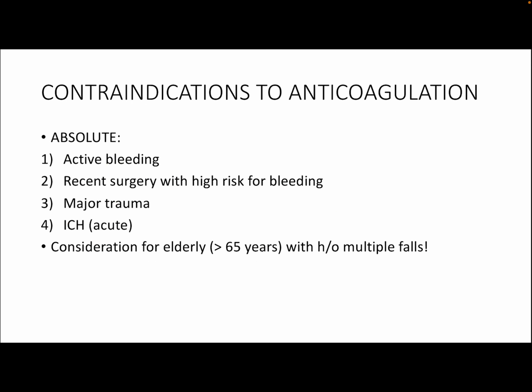Now, coming to a few contraindications to anticoagulation. Absolute contraindications include active bleeding, recent surgery with very high risk of bleeding, any major trauma, or presence of acute intracerebral hemorrhage. Also, while starting anticoagulation, you have to consider the age. Please be careful with elderly patients more than 65 years with a history of multiple falls, because these individuals are at a high risk of falls and the bleeding complications related to that. So you should be quite wise in starting anticoagulation in the elderly.